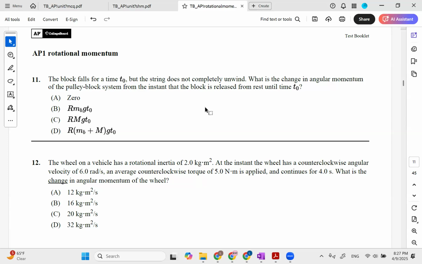The block falls for a time t0, but the string doesn't completely unwind. What is the change in angular momentum of the pulley-block system from the instant that the block is released from rest until time t0? The question has a key point, a keyword. You are talking about the instant the block is released, right?